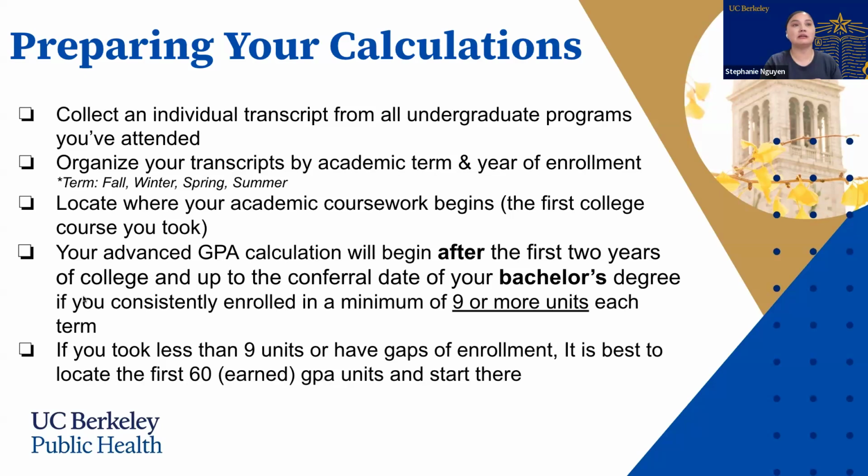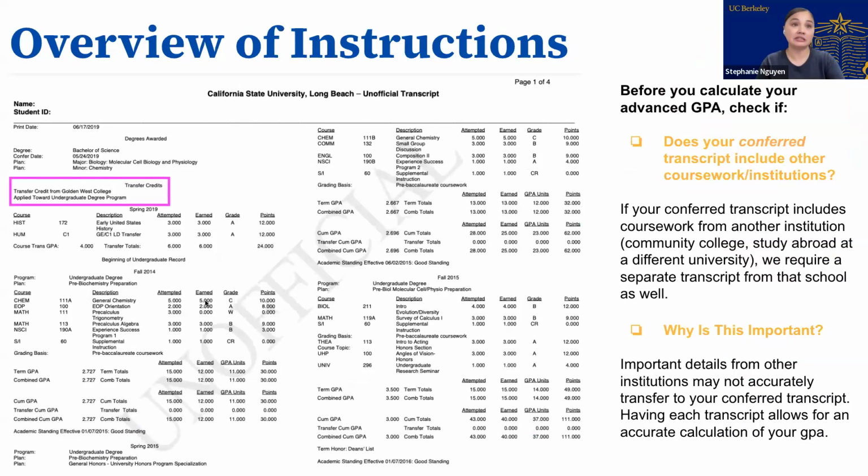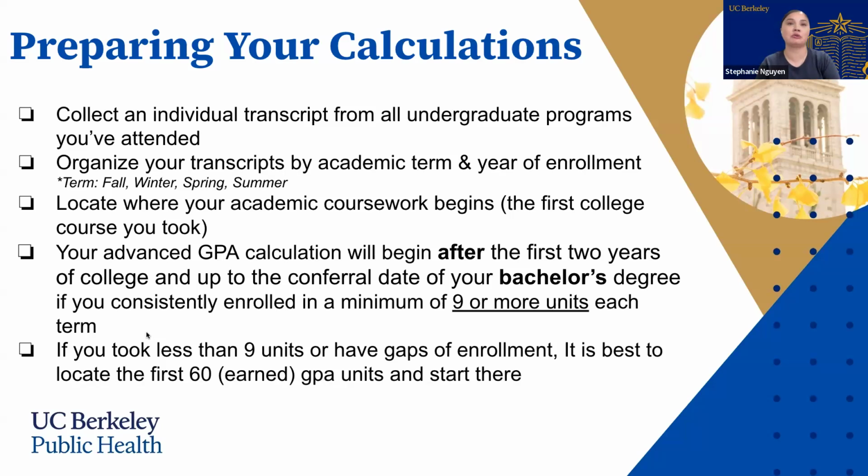Your advanced GPA calculation would also begin after the first 2 years if you consistently enrolled in a minimum of 9 or more units each term. So if I were to look at a transcript and see that the student has consistently been enrolled in more than 9 units, then I would account for that 2-year mark into the program.